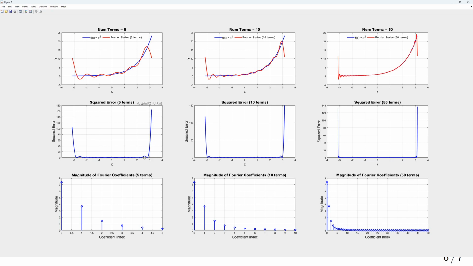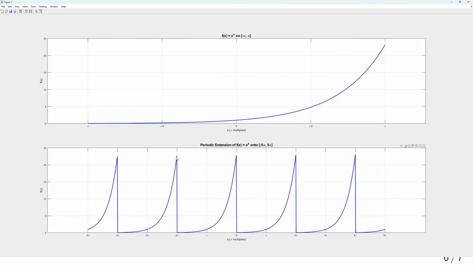The reason for the error near the endpoints is that you inherently try to form an approximation when the function is discontinuous at the periodic extension. You can see in the original graph of the extension, it's going to be discontinuous because the function itself wasn't really actually periodic at that point.